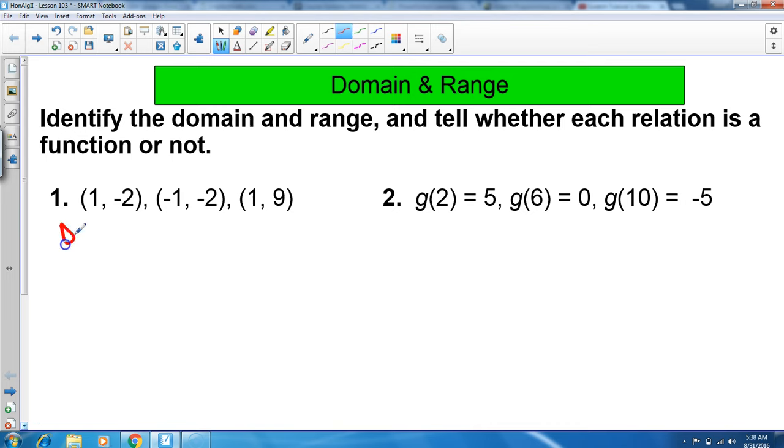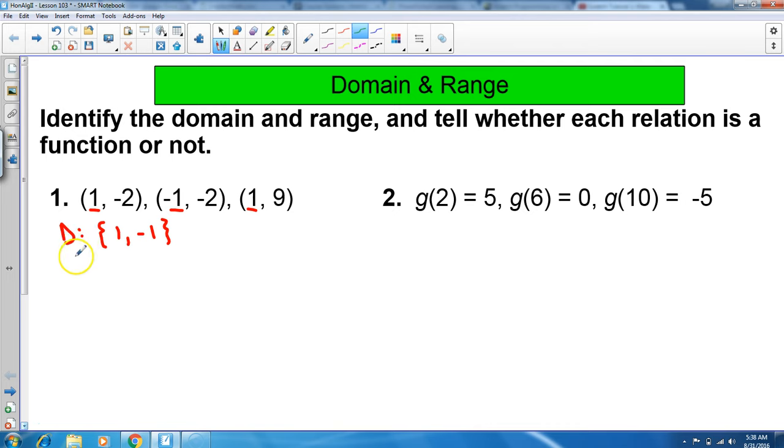In order to identify the domain, we're going to look at the first values or first entries or inputs, and we're going to list that out in roster or list notation. So I notice my first inputs, I've got a 1 and a negative 1 and a 1. Don't list things twice, no need for that. Just list everything that you see once. Alright, so there's my domain. The set of inputs is just 1 and negative 1.